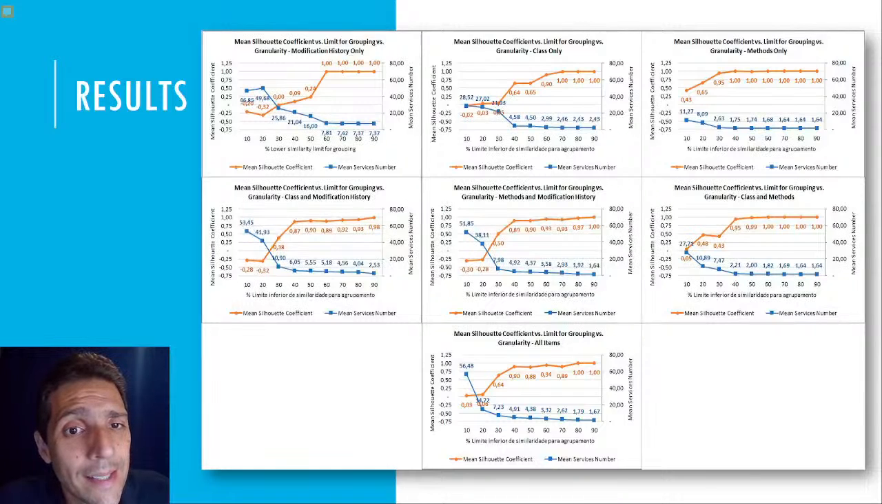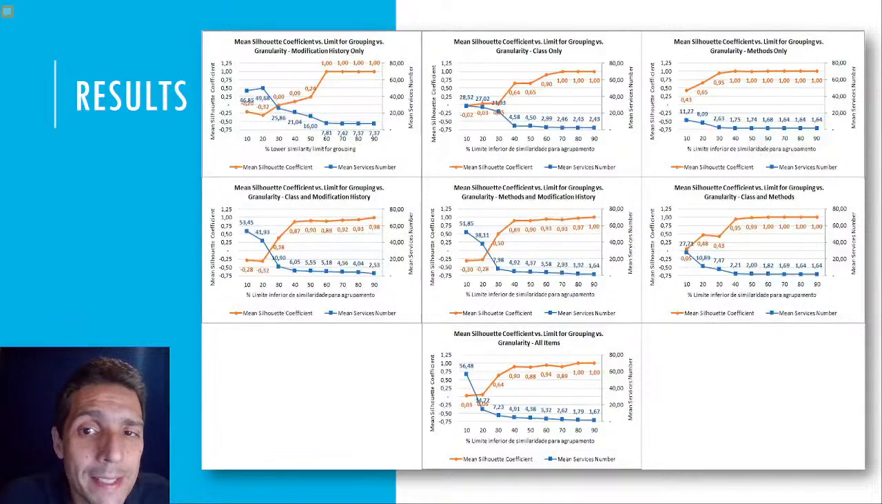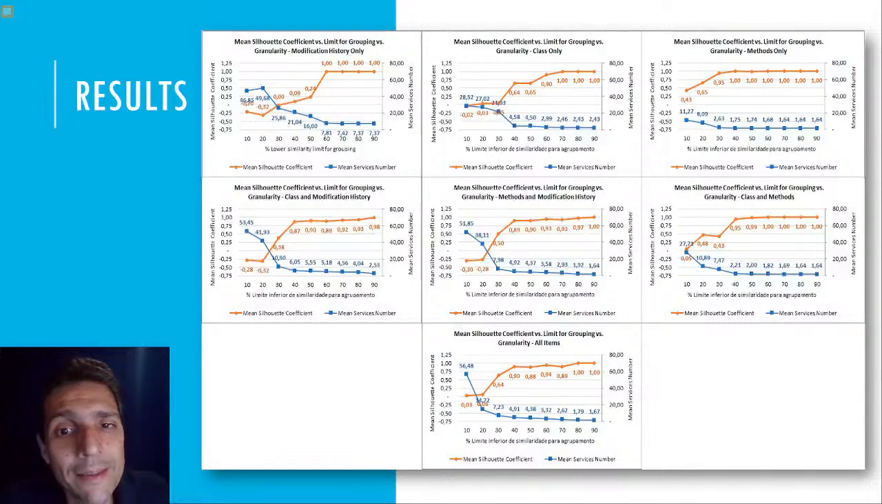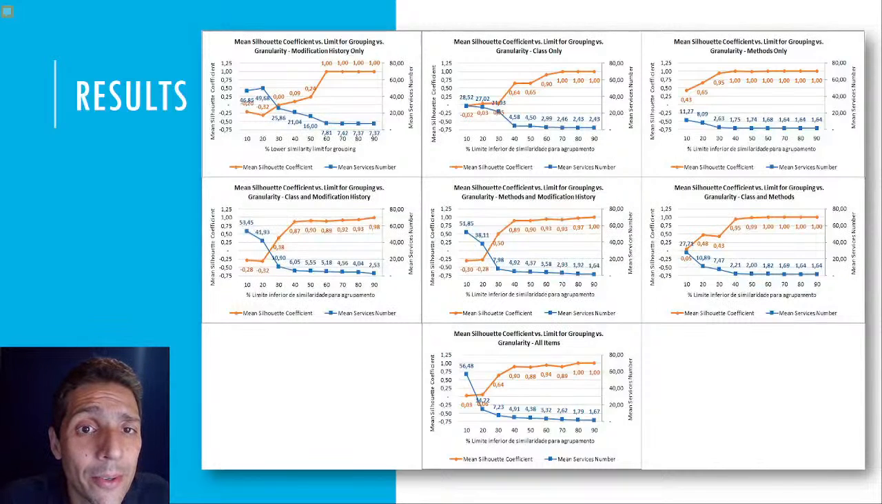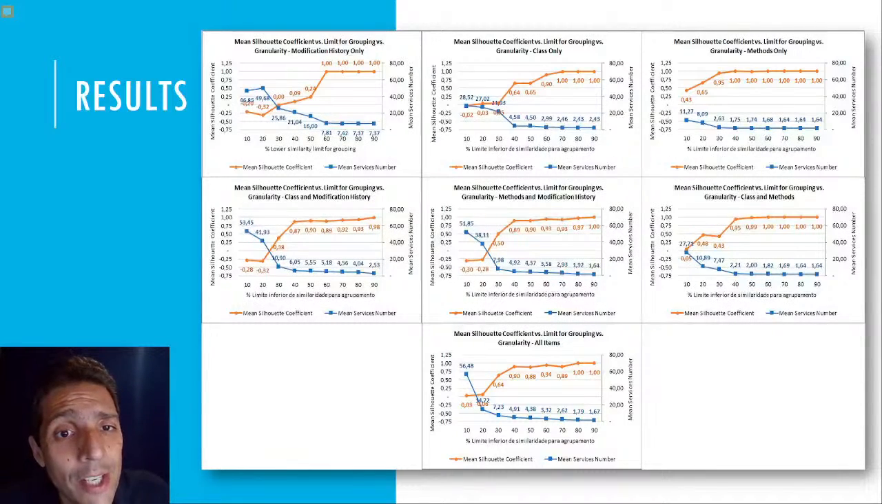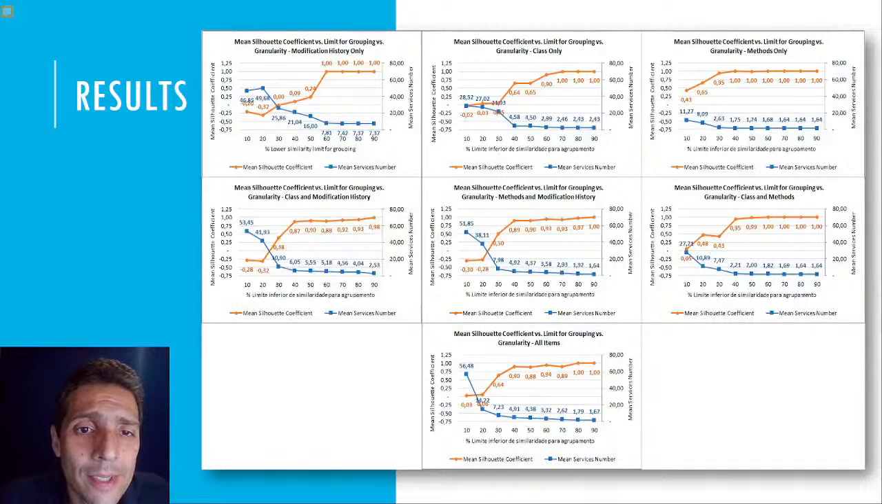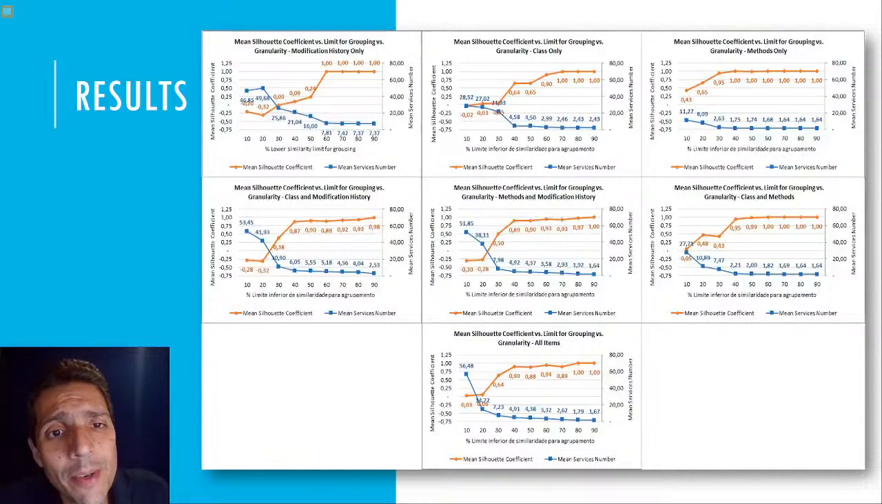Another thing that you can see is that from the similarity limit of 60%, at some point the number of microservices stops decreasing. For example, in the first scenario that uses only the change history, it chooses 8 microservices, 7.8, and then 7.4 and 7.37. You see that it doesn't change very much.